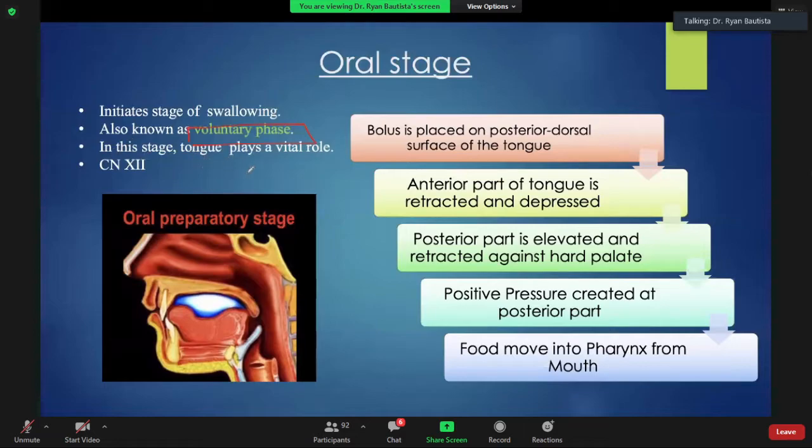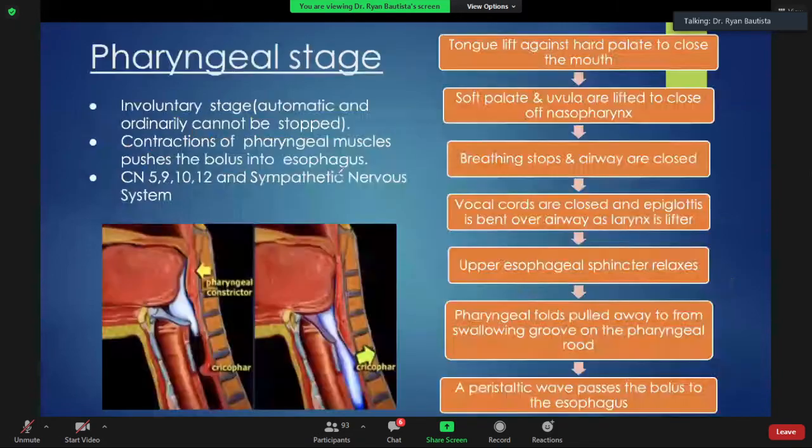In this stage the tongue plays a vital role, because your tongue, or your cranial nerve number 12, pushes the bolus of food posteriorly to your pharynx. So the main cranial nerve involved in the oral stage is cranial nerve number 12. Okay, it's something you put in your mouth, and your tongue is the one pushing it back. So these are the processes, easily explained for reading. Your pharyngeal stage, what's the note here?